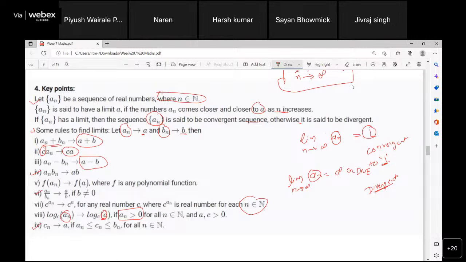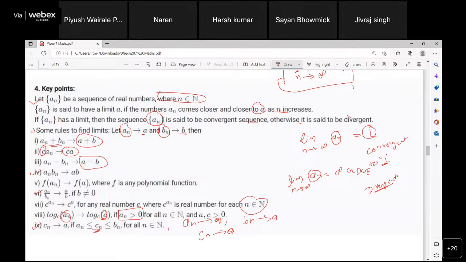And this is our sandwich principle. If Cn is between an and bn, and an is tending to a, and bn is also tending to a, and Cn is such that it lies just between an and bn, then we can say Cn also tends to a. So this is basically the sandwich principle.